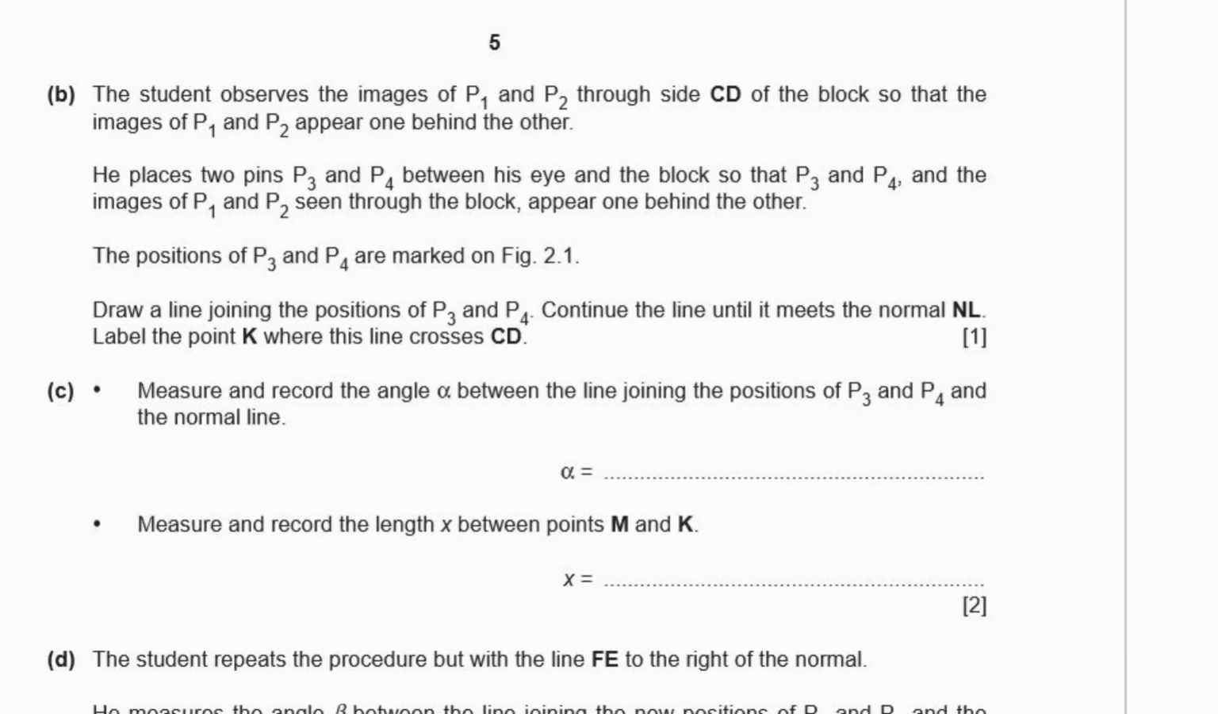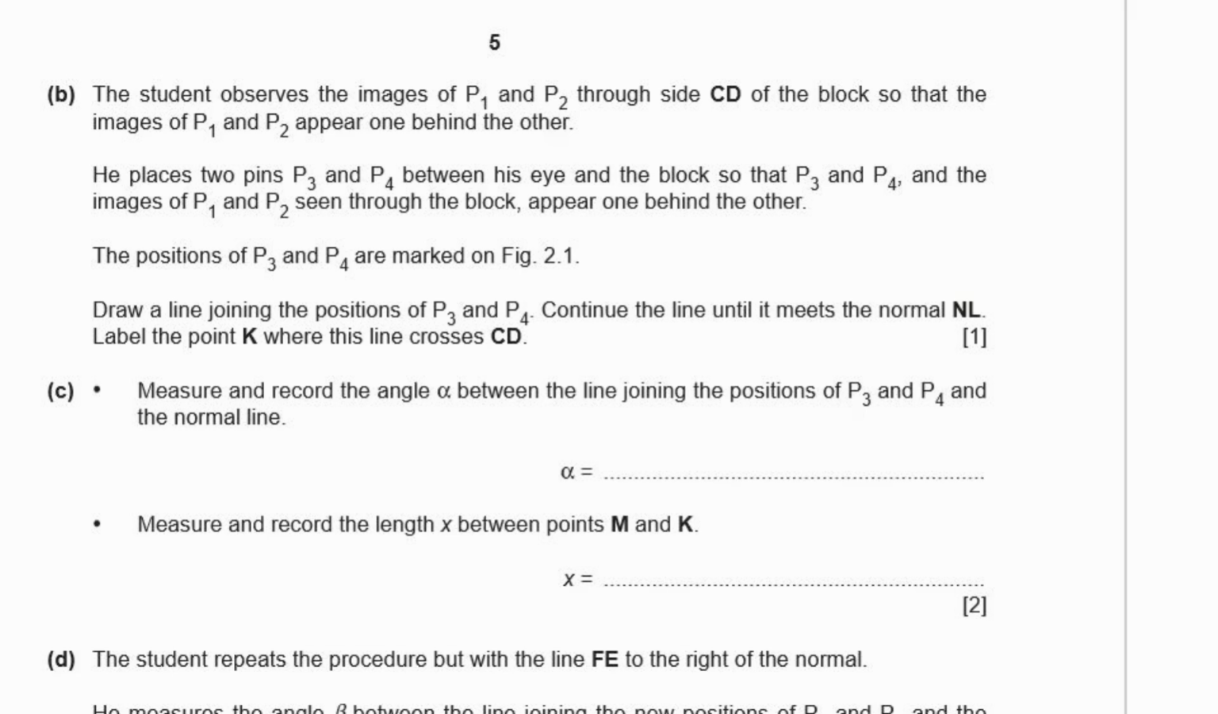B. The student observes the images of P1 and P2 through side CD of the block, so that the images appear one behind the other. He places two pins, P3 and P4, we've already seen them, between his eye and the block, so P3 and P4 and the images of P1 and P2 are seen through the block and they appear one behind the other. So the positions P3 and P4 are marked on figure 2.1, we've seen them.